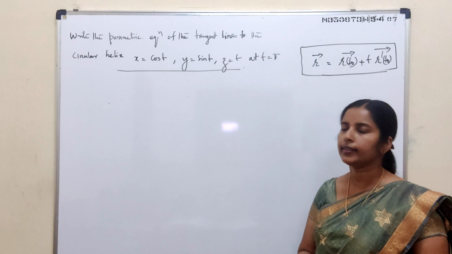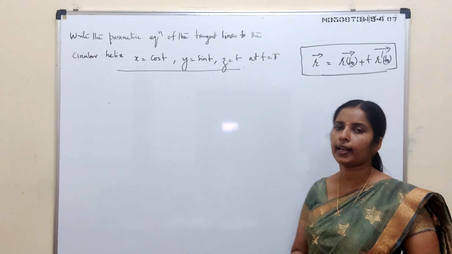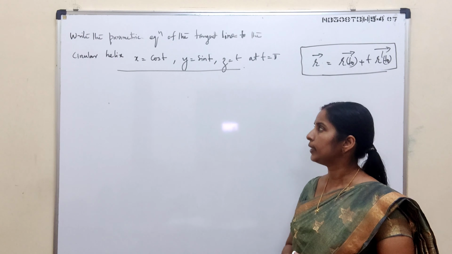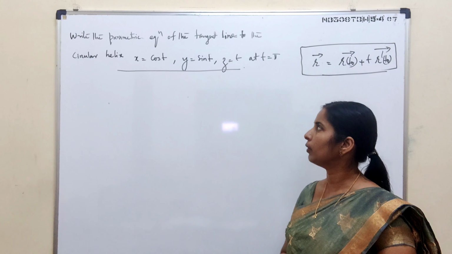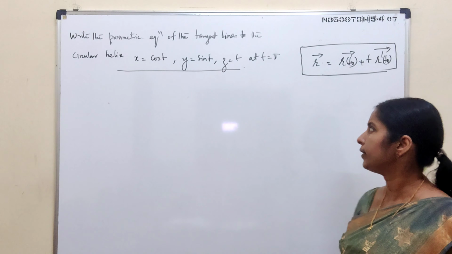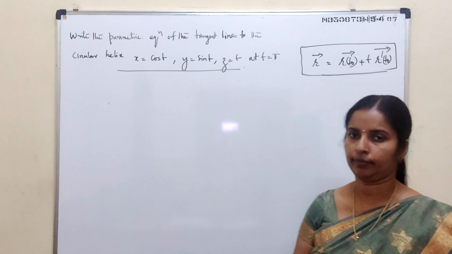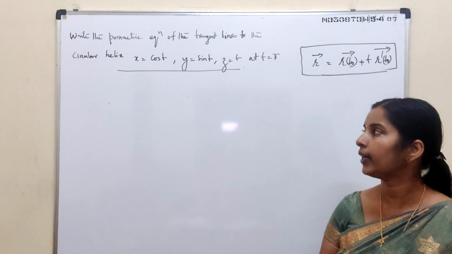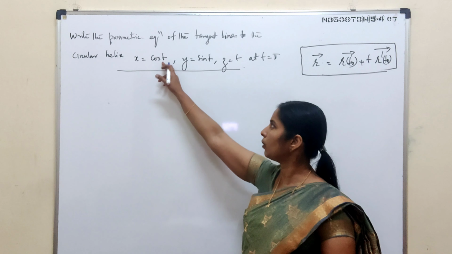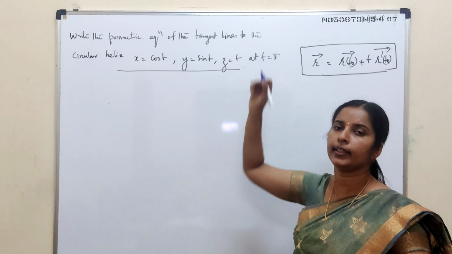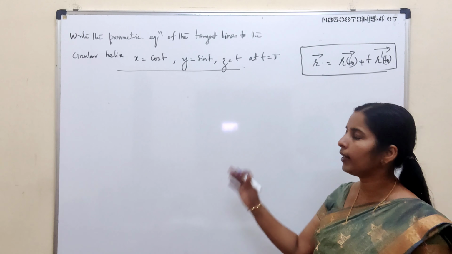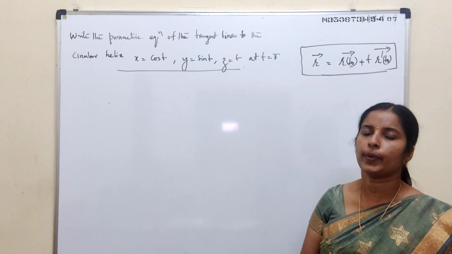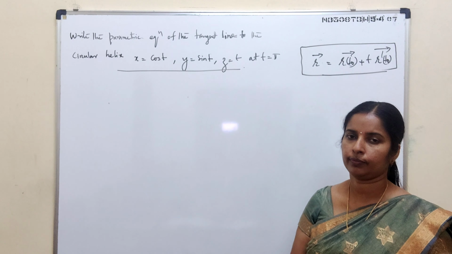Our next question is: write the parametric equations of the tangent line to the circular helix x equal to cos t, y equal to sin t, and z equal to t at t equal to pi. The curve is a circular helix, and it is given as x equal to cos t, y equal to sin t, and z equal to t. These are its parametric equations.